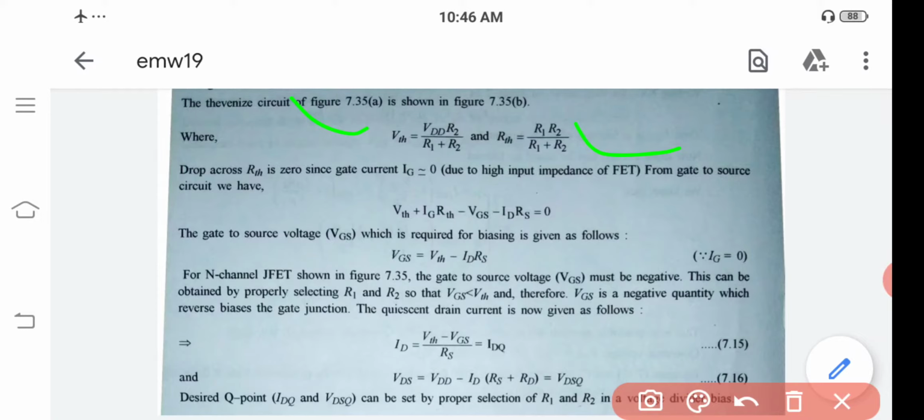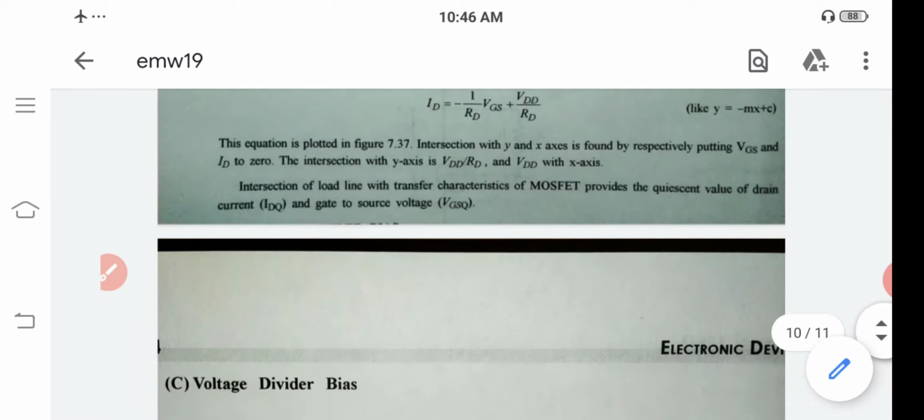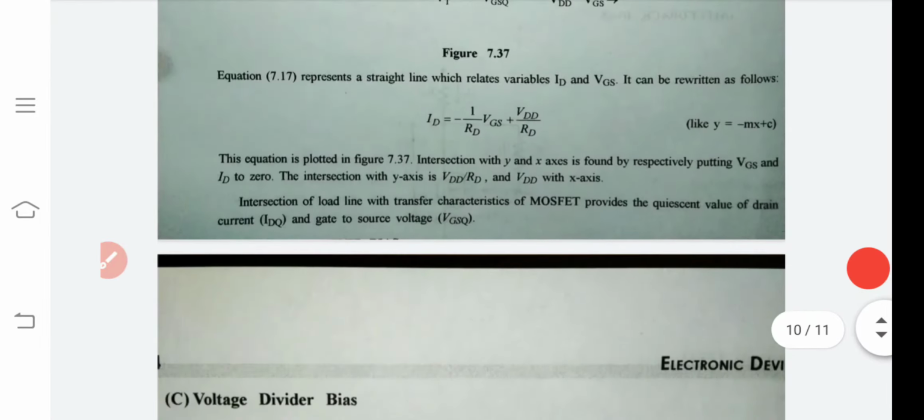Applying KVL in the first loop, we get this equation, and VGS equals VTH minus IDRS, and the ID equation from the second loop: ID equals VTH minus VGS upon RS. The desired Q point IDQ and VDS can be set by proper selection of the resistances R1 and R2. So two methods are used for biasing: voltage divider bias and feedback bias.